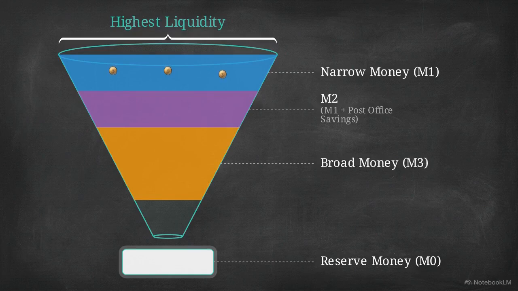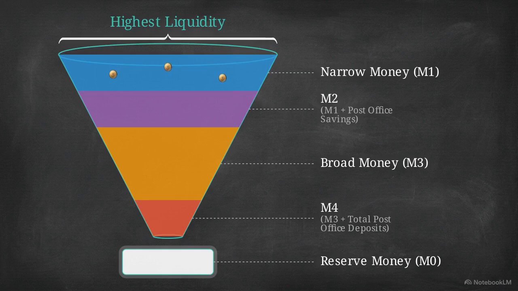Just below that is M2. This expands the M1 definition slightly to include savings deposits held within post office banks. M3, or broad money, serves as the primary metric the RBI monitors to gauge the overall health of the economy by adding all locked-in time deposits to the M1 base. Finally, M4 sits at the narrowest point, representing M3 plus the totality of all post office deposits.